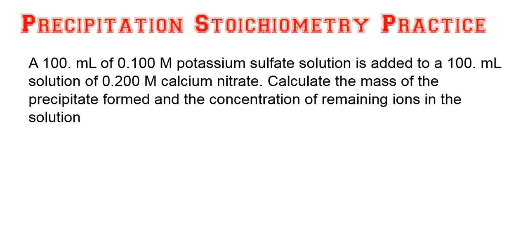All right, let's take a look at a precipitation stoichiometry practice problem. You have 100 mL of a 0.1 molar potassium sulfate solution, and it's added to a 100 mL solution of 0.2 molar calcium nitrate. Calculate the mass of the precipitate formed and the concentration of the remaining ions in the solution.